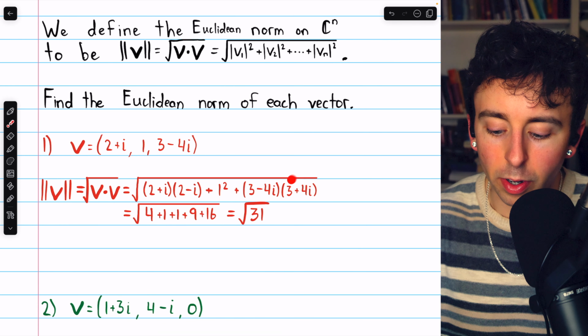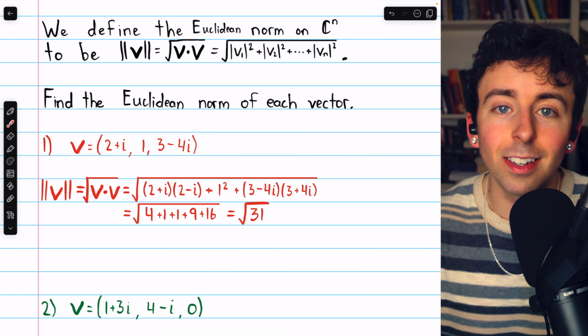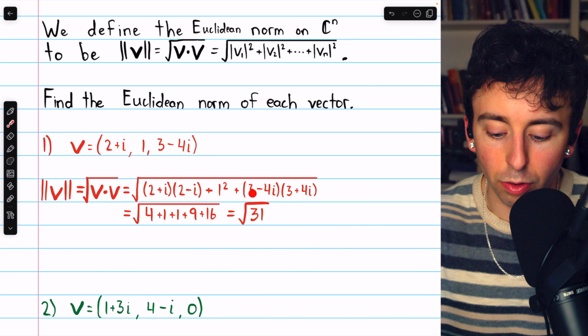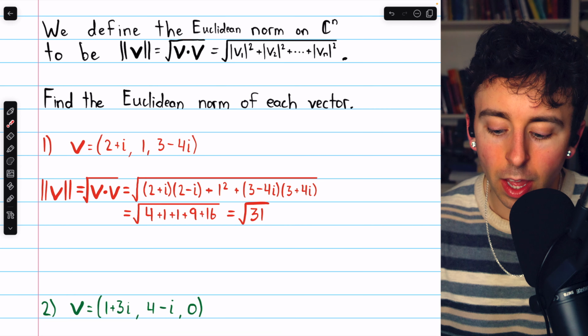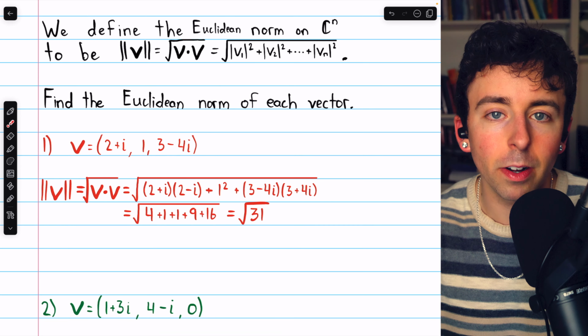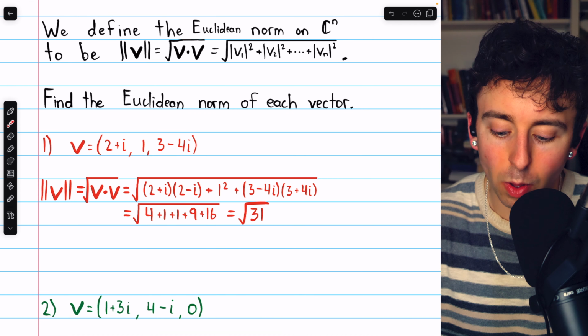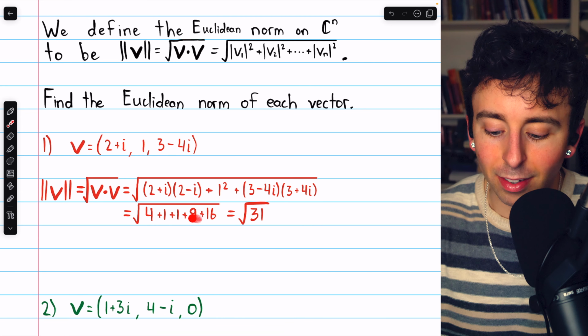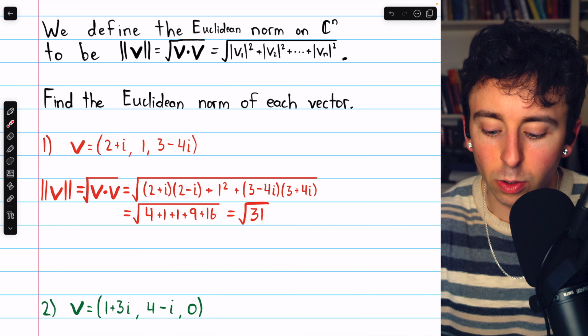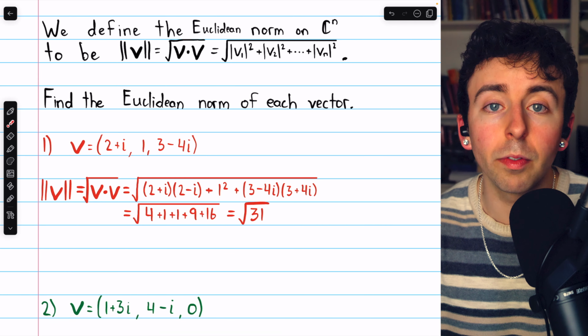And then same thing over here. If you multiply a term like this by its conjugate, you're going to get the difference of the squares. So 3 squared, which is 9, minus 4i squared. 4i squared is negative 16. So if we subtract that, we get plus 16. Add this all up, and our final answer, the magnitude of the vector v, is square root of 31, which is fully simplified.